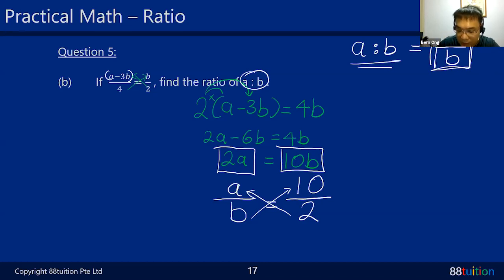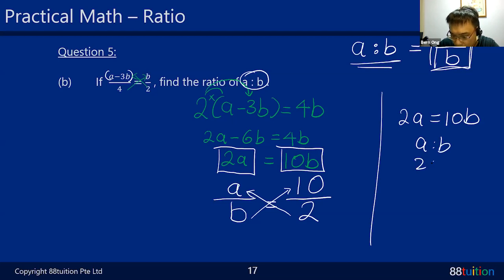Because down here, very dangerous. Many people have this idea. They say that 2a is equal to 10b. Many people will say this: A is to B is 2 is to 10. Is that true? That is incorrect. That is wrong. All right?